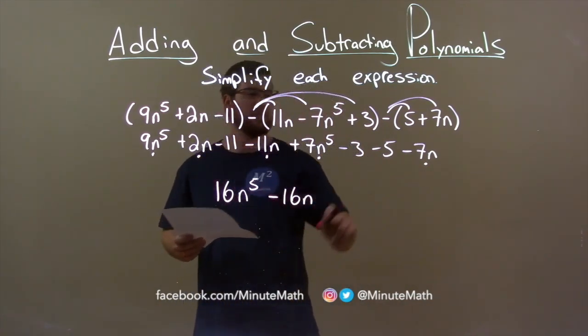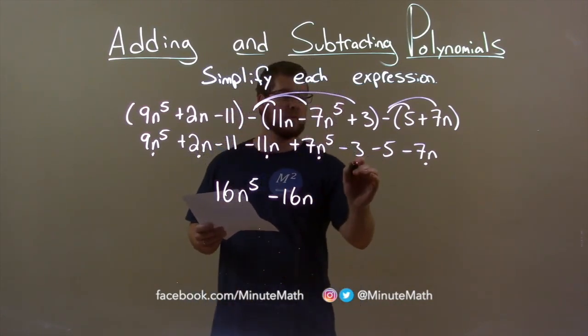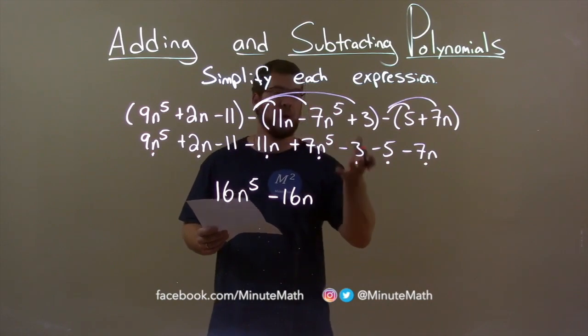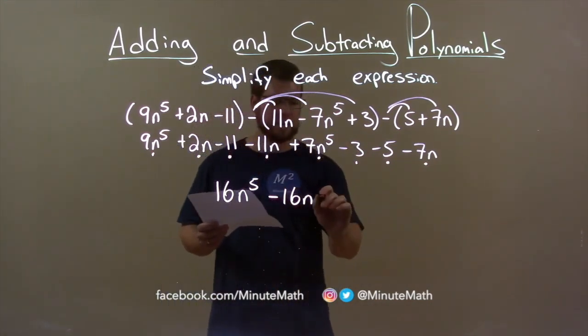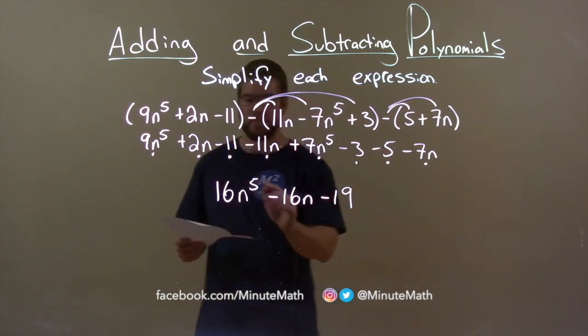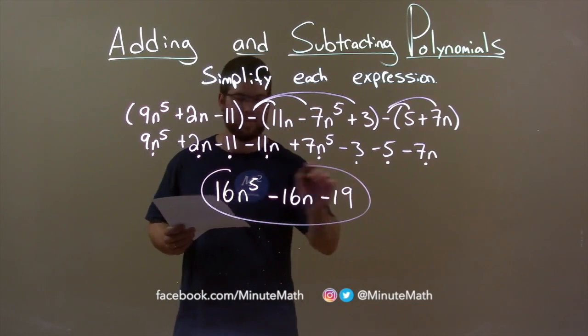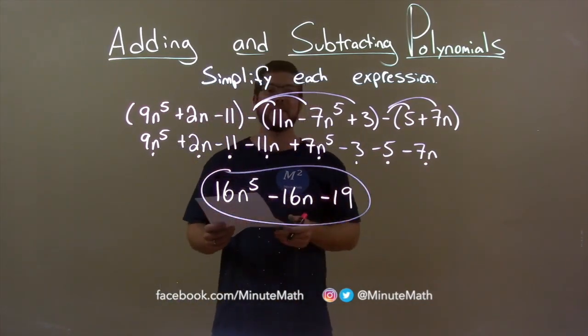Lastly, we just have our numbers. We have minus 11, minus 3, and minus 5. Well, minus 3 and minus 5 become a minus 8, plus minus 11 is a minus 19. Every term has now come down. We double check. So again, our final answer here is 16n to the 5th minus 16n minus 19.